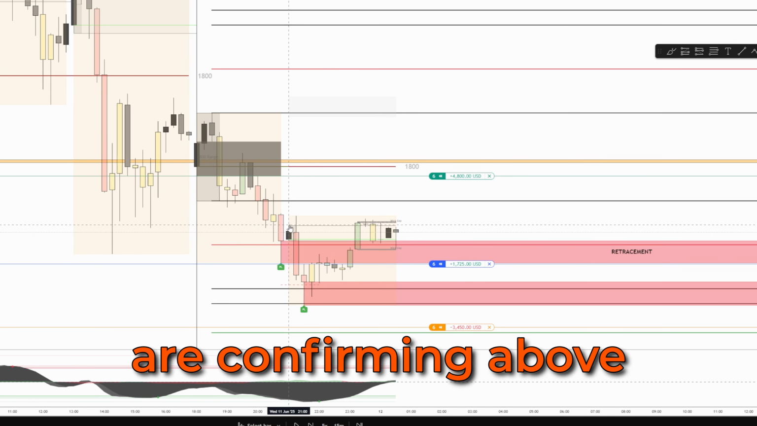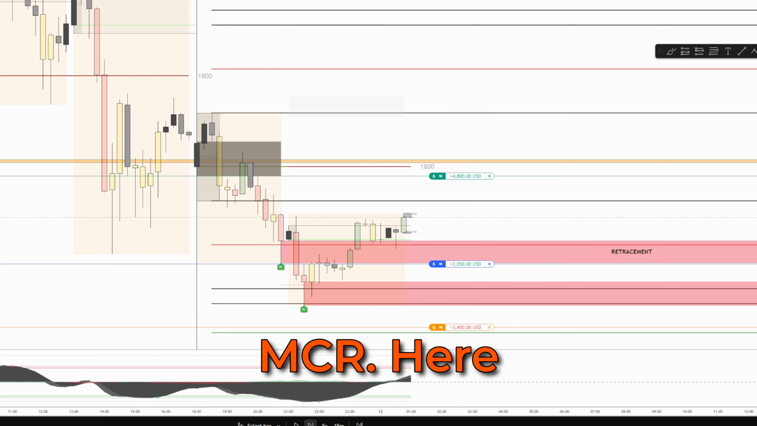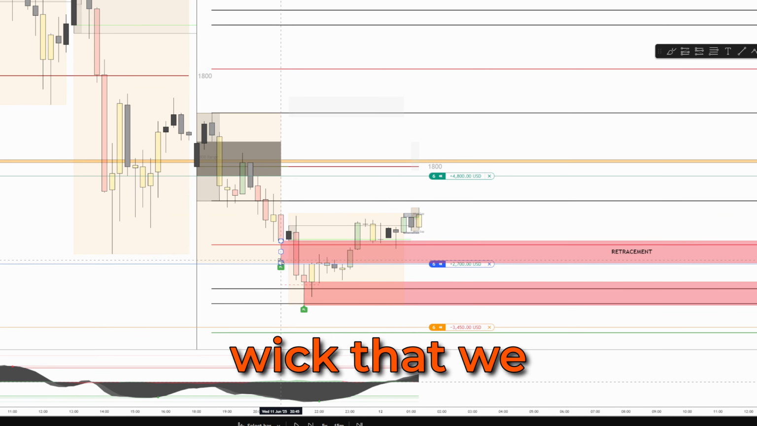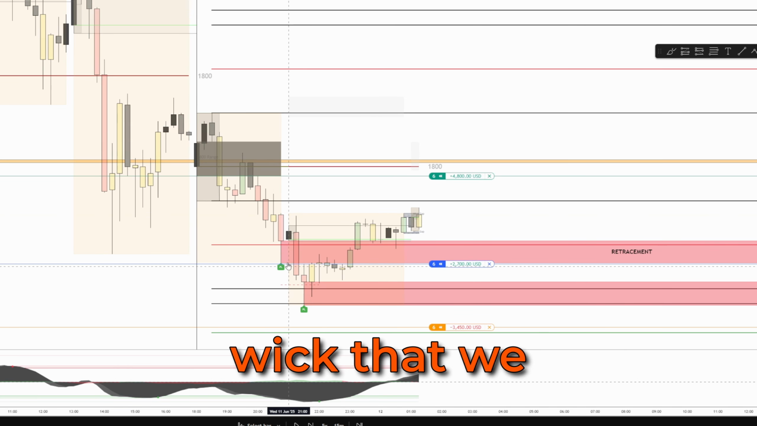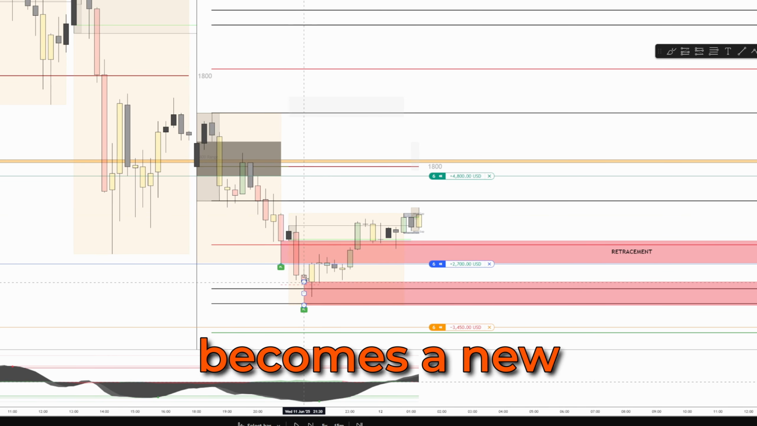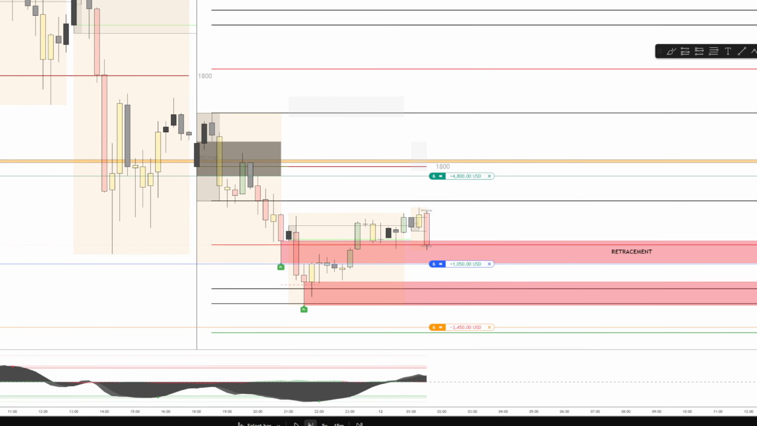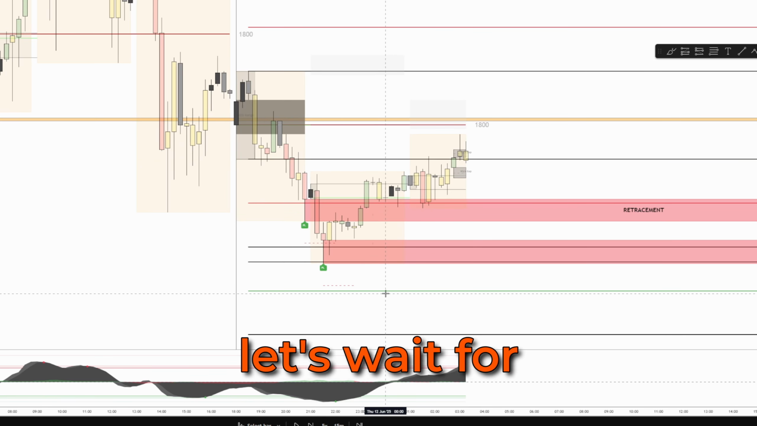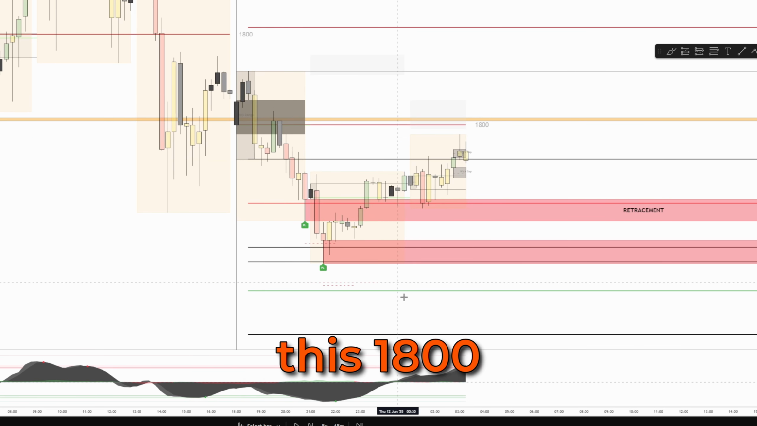Here we are confirming above this coil profile's MCR. Here we can see price reacting off of this wick that we created on 0.5 standard deviation. Remember, every single wick that we create on the standard deviation becomes a new act of fortification for that zone. So we're taken out. Let's wait for another signal that we get, and then we're just going to trade towards this 1800 range again.